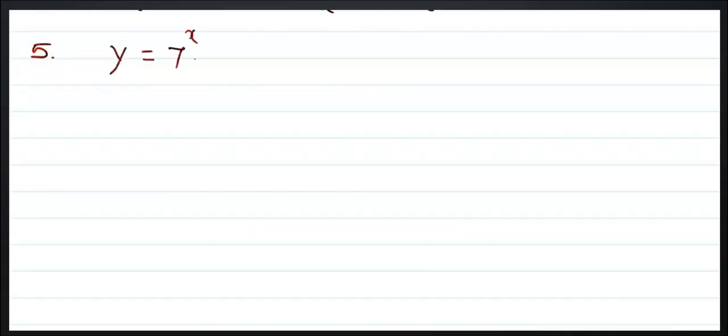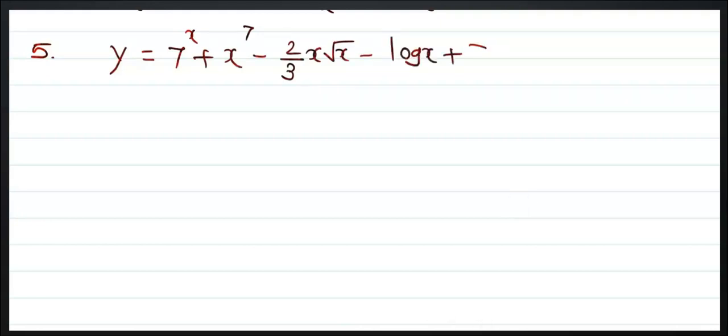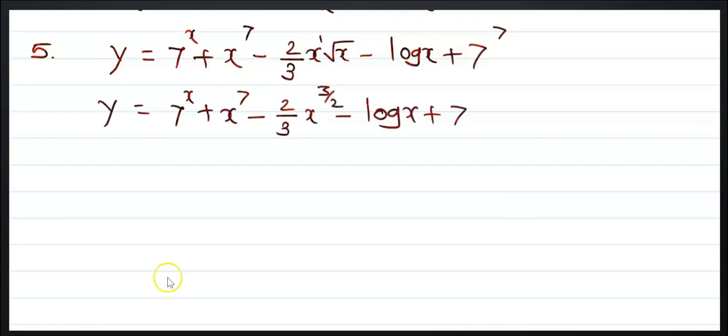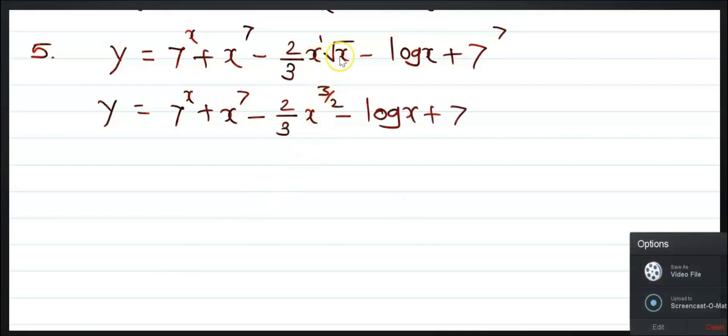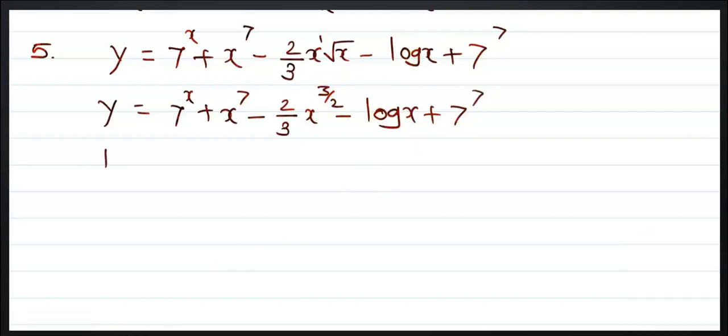Now fifth, y is equal to 7 raised to x plus x raised to 7 minus 2 upon 3 x root x minus log of x plus 7 raised to 7. Now here x into root x means what? x raised to 3 by 2, minus log of x, 7 raised to 7. Differentiate with respect to x.